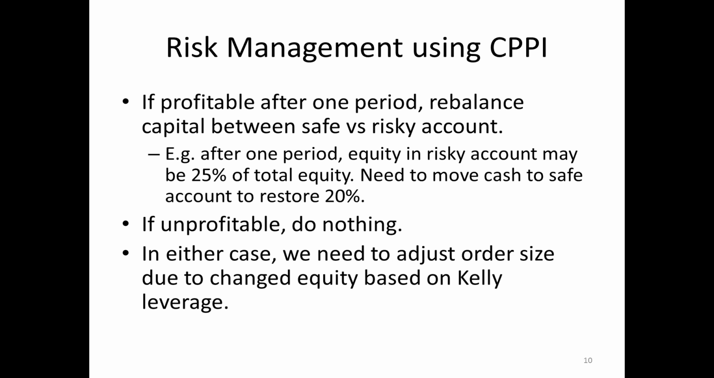If after one period you are profitable, then you would rebalance capital between the safe and risky account. Again, if it's profitable, that means your overall net asset value has increased. You will then divide that again into 20/80 and keep 80% of that new net asset value in the safe account and only trade the 20% of the net asset value. So for example, if after one period the equity in the risky account goes up to 25% of the total equity, you would need to move the cash to the safe account to restore it to 20% of the total equity.